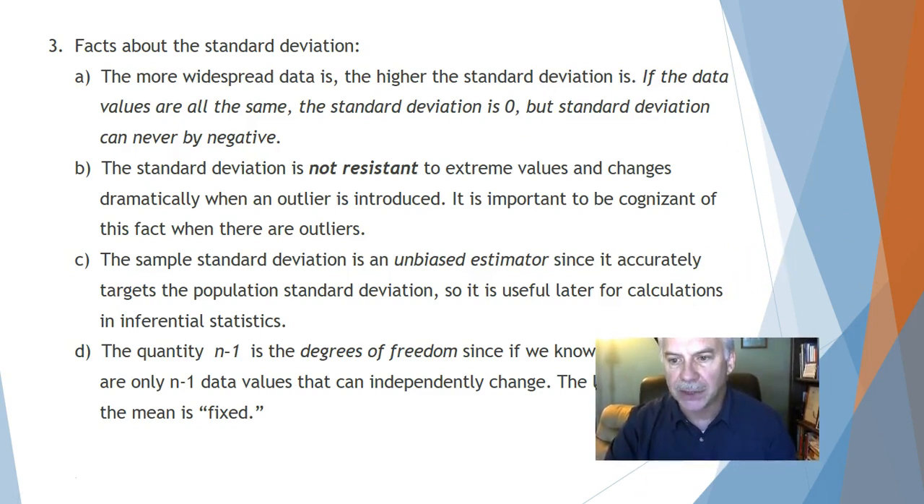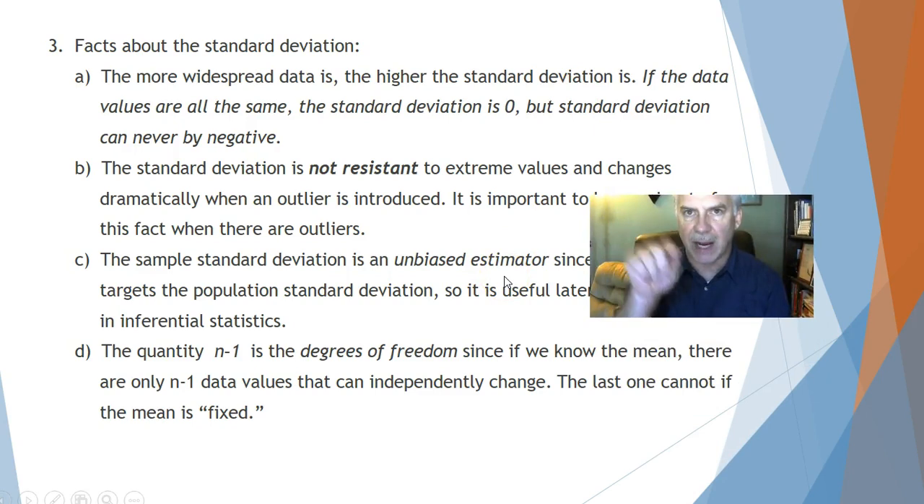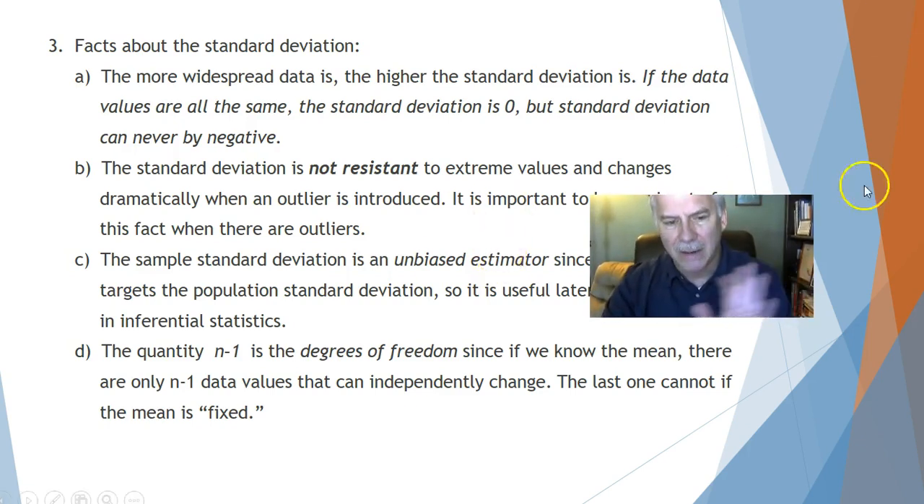Now, the quantity n-1 in the calculations, remember we divided by n-1? That n-1 is called the degrees of freedom. And it's because if we know the mean, there are only n-1 data values that can independently change. The very last one cannot, because if the mean is fixed, that value is going to be fixed. So there's actually n-1 independent degrees of freedom. But if you don't understand that, don't worry about it. It's just a quick explanation why that's called degrees of freedom.